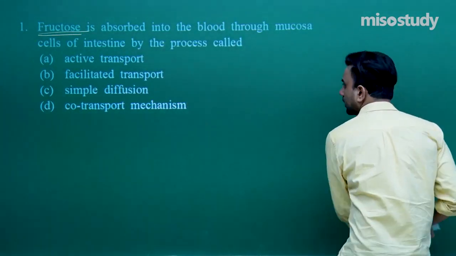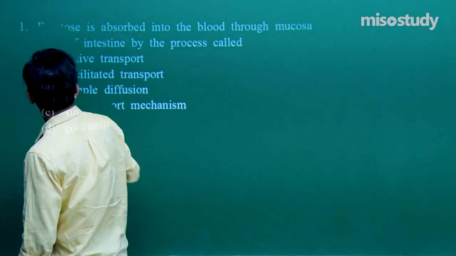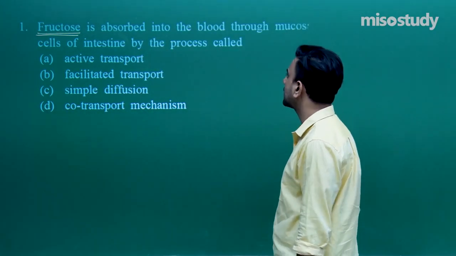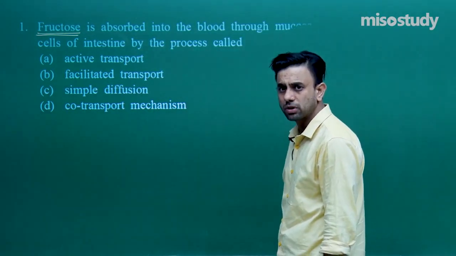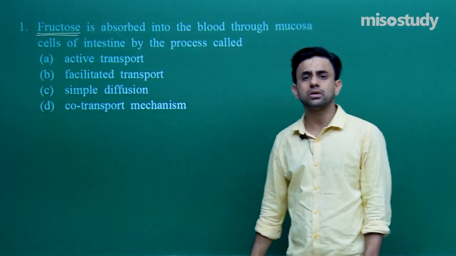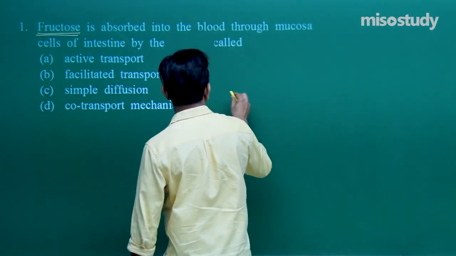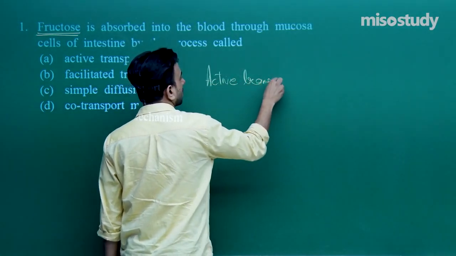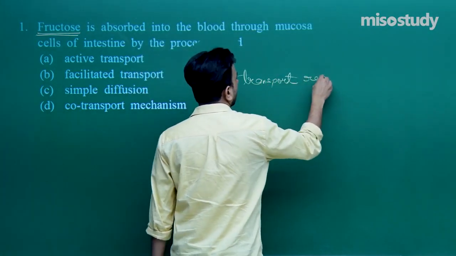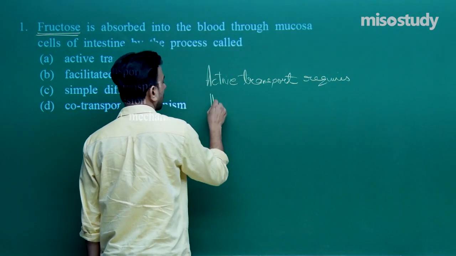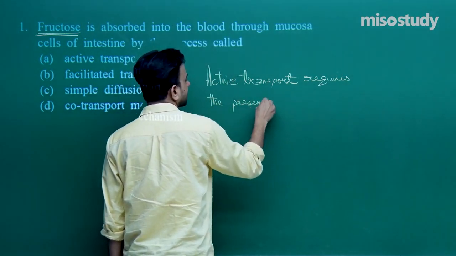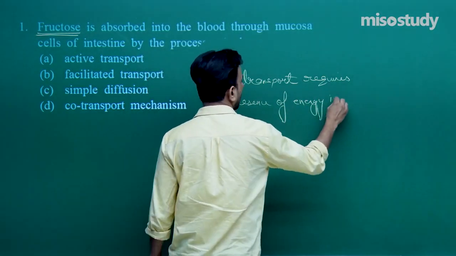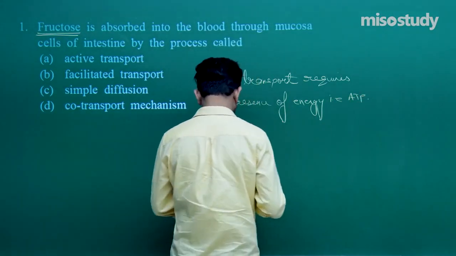Fructose is absorbed into the blood through the mucosa cells of the intestine by the process called as active transport. What is active transport? Active transport requires the presence of energy in the form of ATP, right?